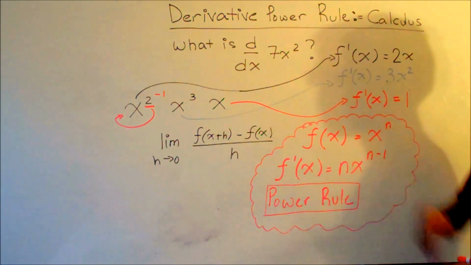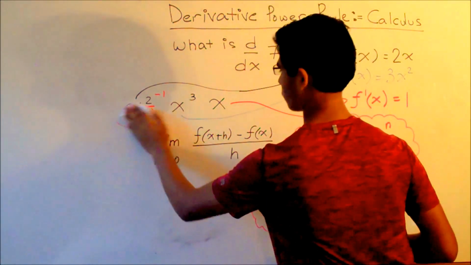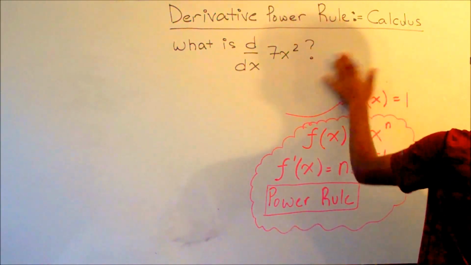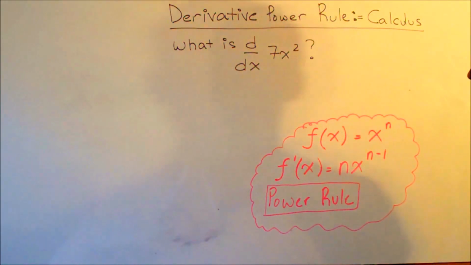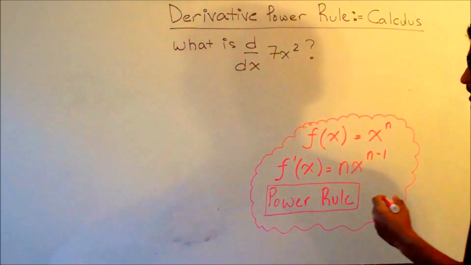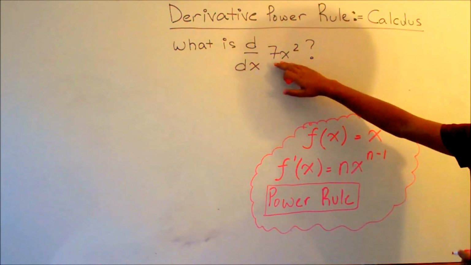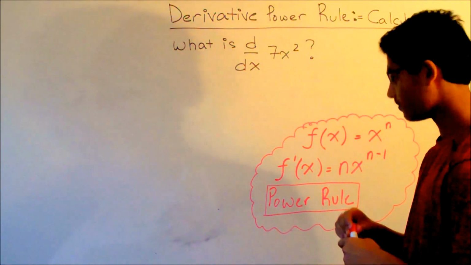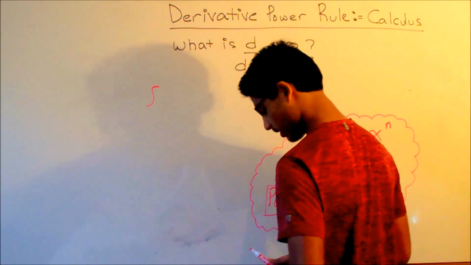Now let's solve the problem. We have to find d dx of 7x squared. d dx is known as Leibniz notation, which is just another way of writing the derivative. So this just means find the derivative of 7x squared. Let's write that down.